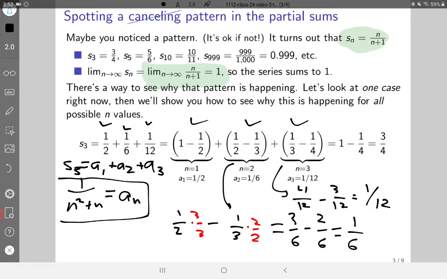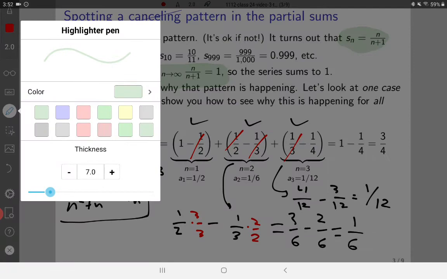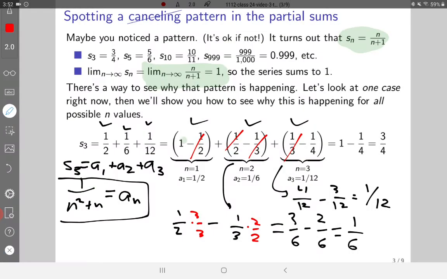Now here's why I would want to do that. Notice all of the nice canceling happening. The minus 1/2 right here, and the plus 1/2 right there. The minus 1/3 right here, and the plus 1/3 right there. And after all of that adding, really all I have left is the +1 from the front and the minus 1/4 from the end. Everything else in the middle gets perfectly canceled out.